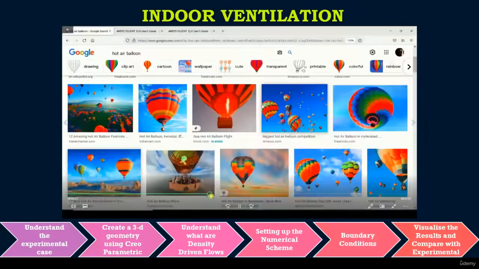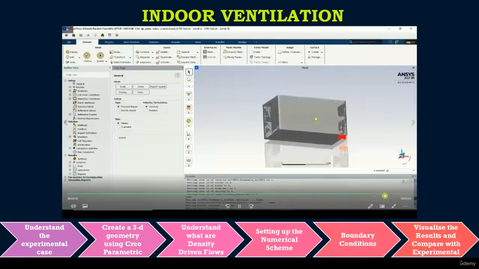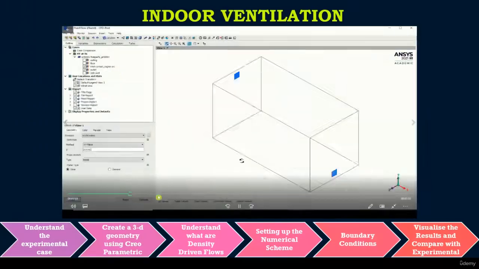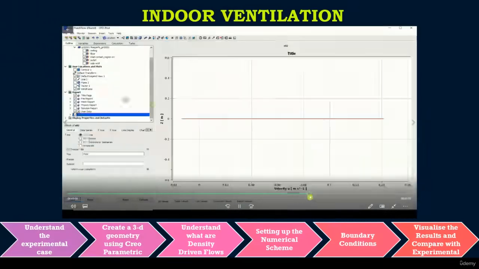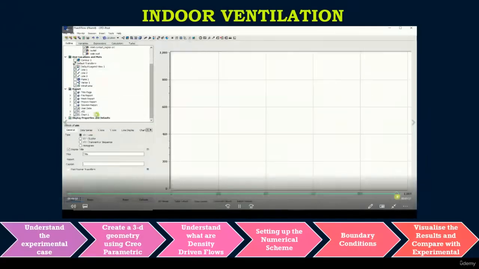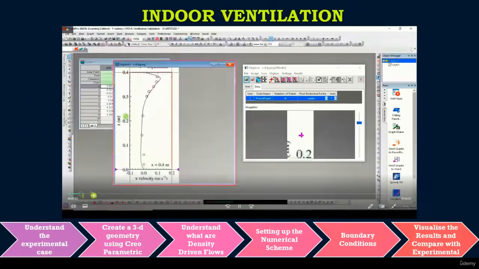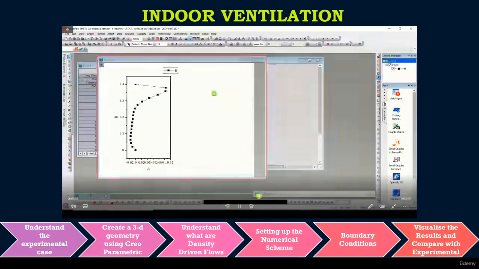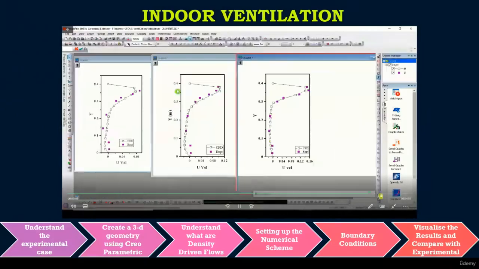We will dive into understanding the density-driven flows. We will understand what density-driven flows are, what their significance is, and what procedures are to be considered when we are solving a CFD case that involves density-driven flows. We will be deeply understanding the numerical scheme required for these kinds of cases. We will understand what the boundary conditions are, and finally we will visualize the results and compare the results with the experimental data.